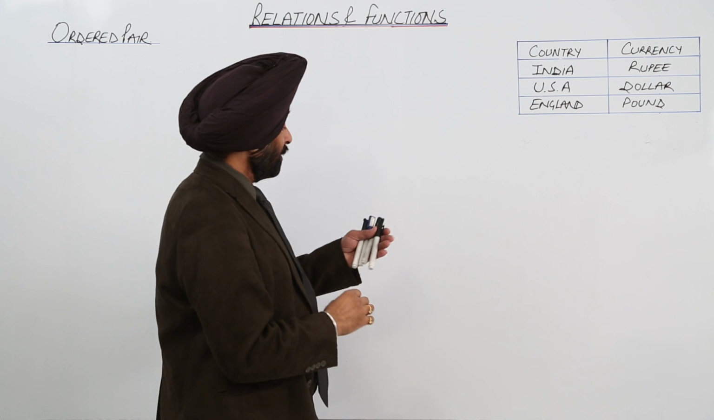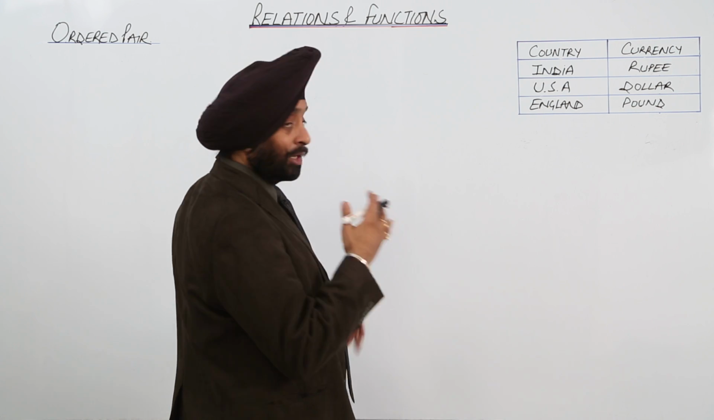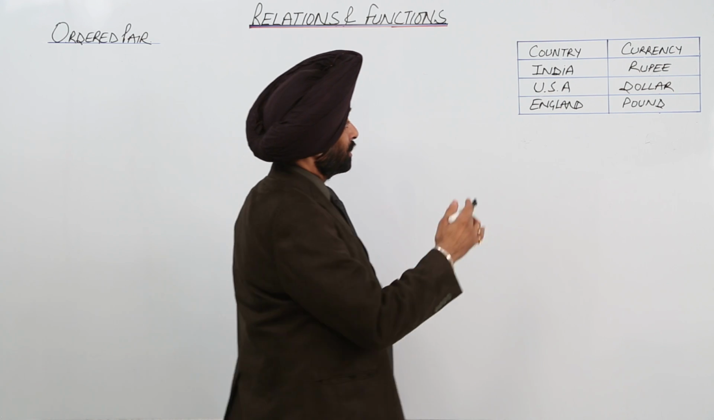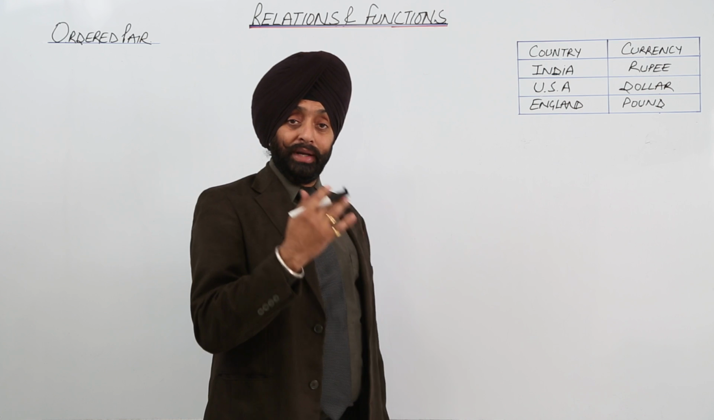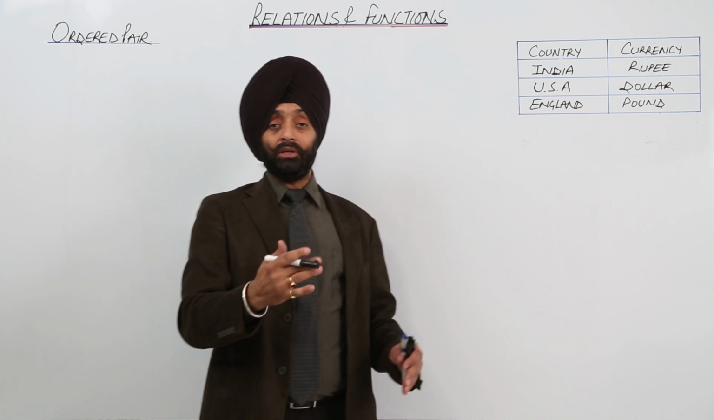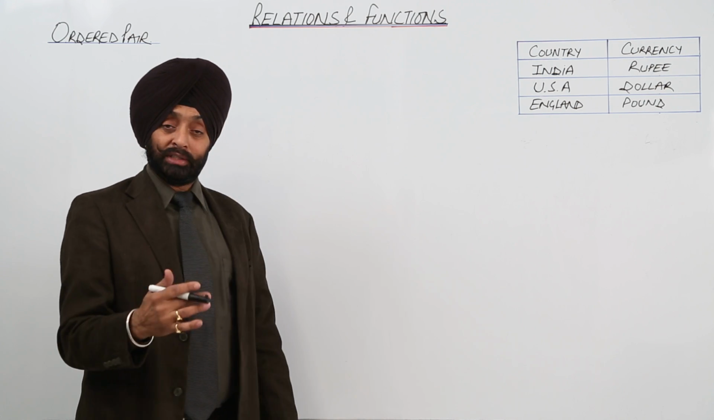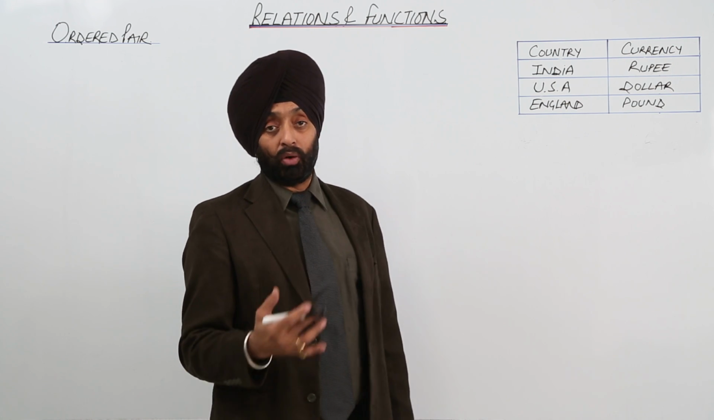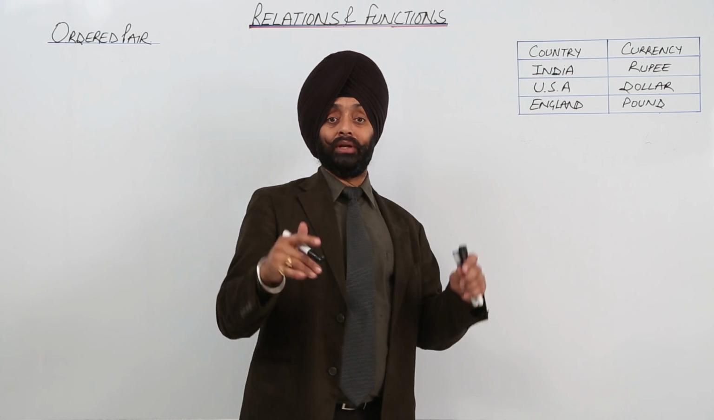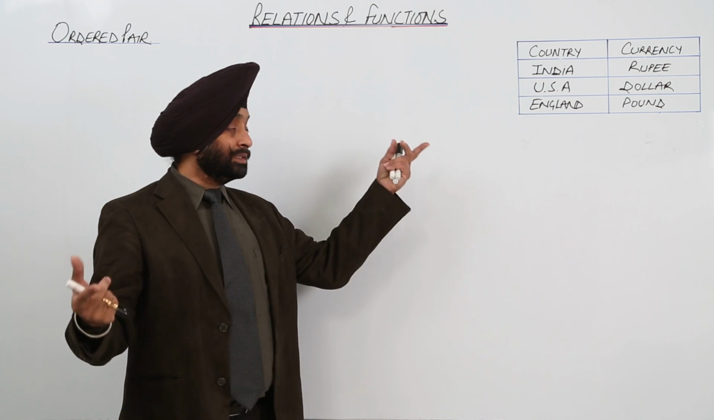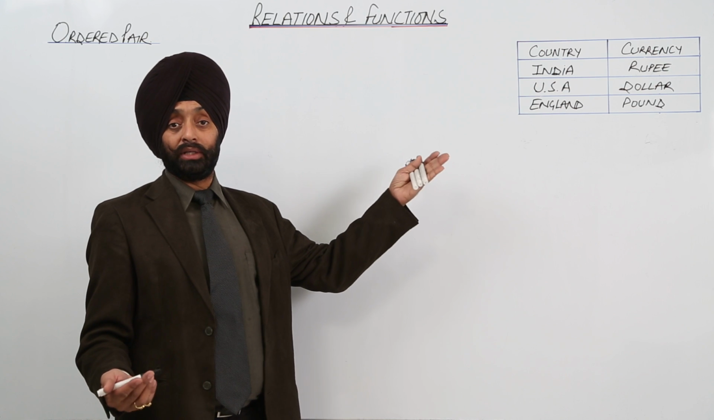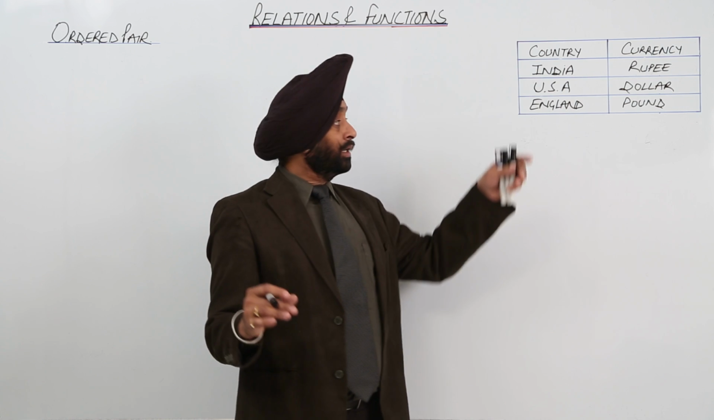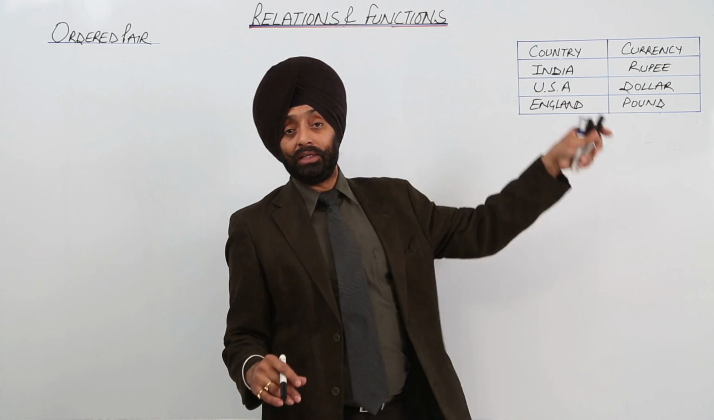Now here I have given an example. A table is drawn, and in the table what have we mentioned? Country and currency. India, the currency of India is rupee, then USA, the currency of USA is dollar, and then England, the currency of England is pound. So the table is drawn in pictorial form. Easily we can judge what is written, and on the top we have already given the headline, country on one side, currency on the other side.